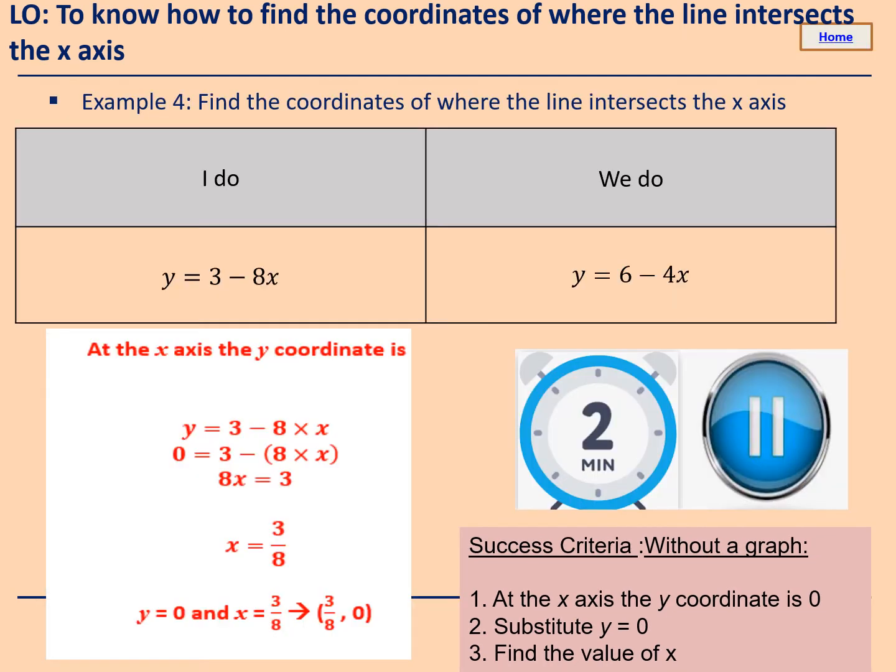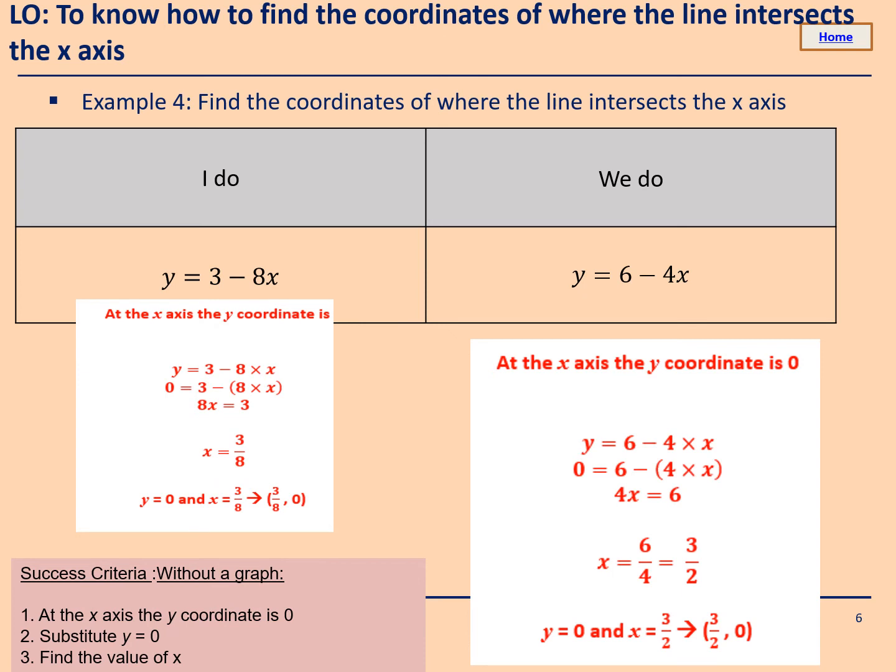So let's have a go then. We've got the equation y equals 3 minus 8x. At the x-axis, the y-coordinate is 0, so we substitute that in. 0 equals 3 minus 8 times x. So 8x equals 3, x equals 3 over 8. So y equals 0 and x equals 3 over 8. The coordinate is x then y, so 3 over 8, comma 0. Pause the video and have a go at the other one.